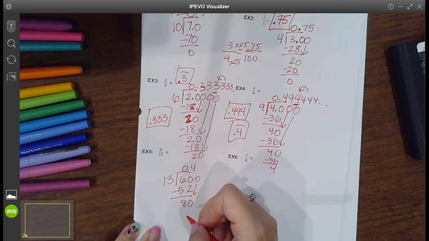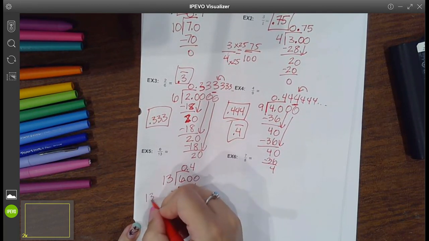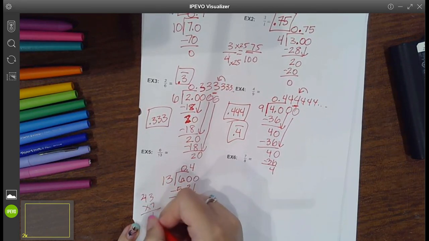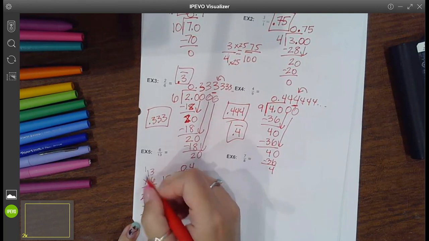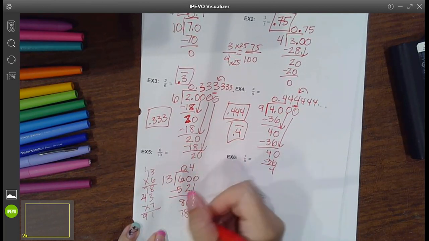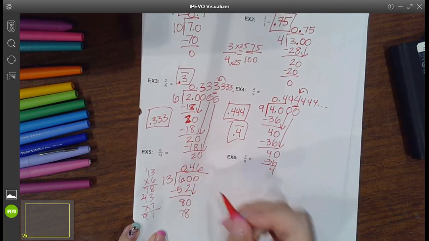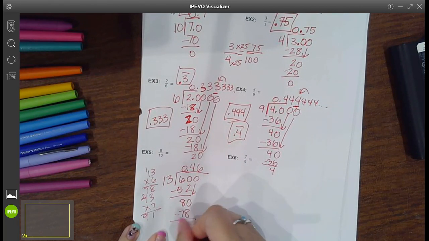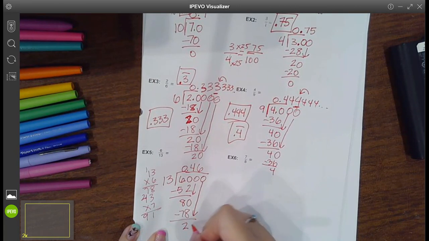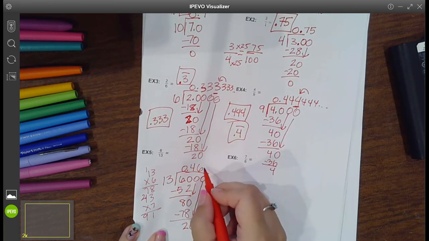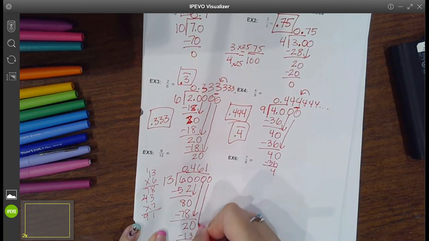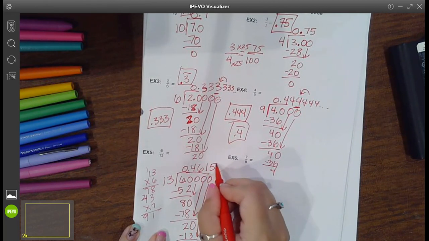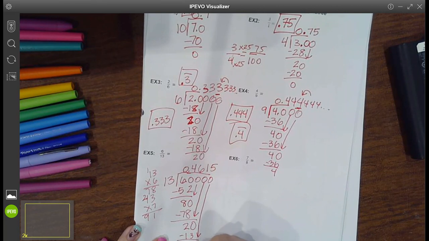Okay, 13 goes into 80. Let's try times 7. And 91 is too big, so let's try times 6. 78 works. Okay, so I multiplied 13 times 6 to get that one. When I subtract that, I get 2. Bring down another 0. 13 goes into 20 once. Subtract that, I get 7. Okay, well, when I multiplied by 6, I got 78, so it has to be smaller. Let's try times 5. We actually know that that's 65.